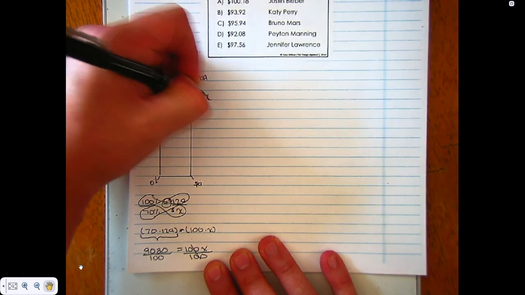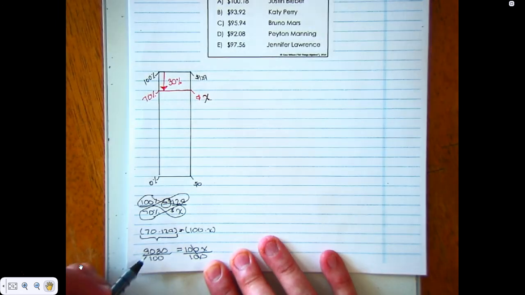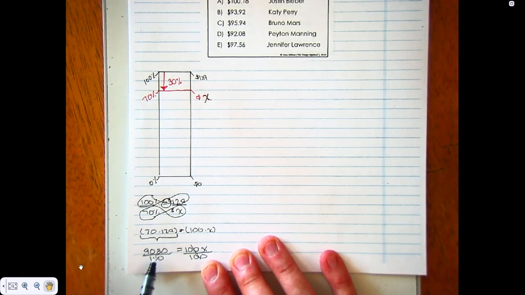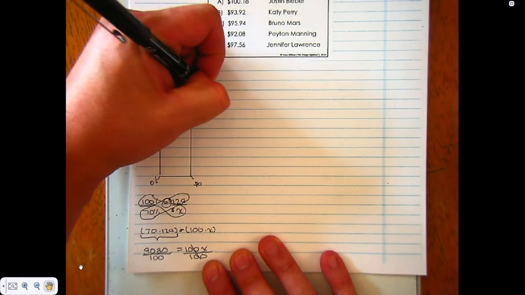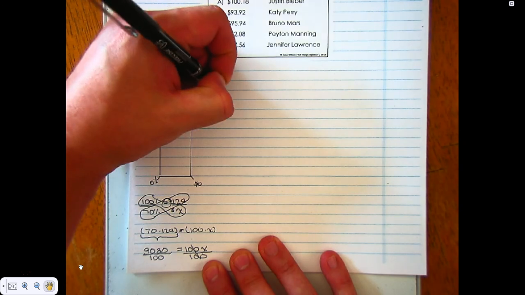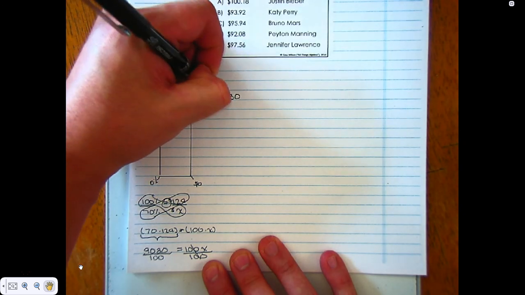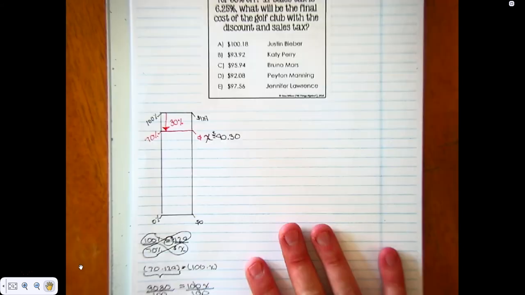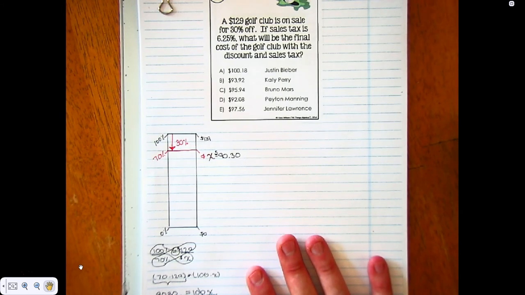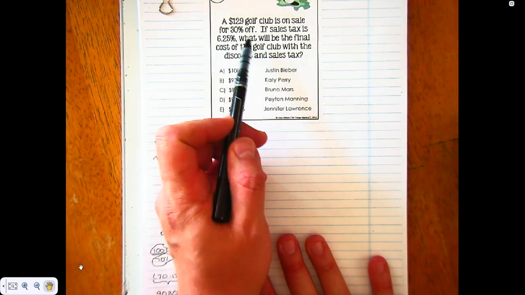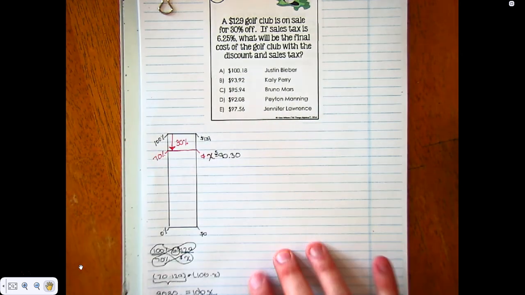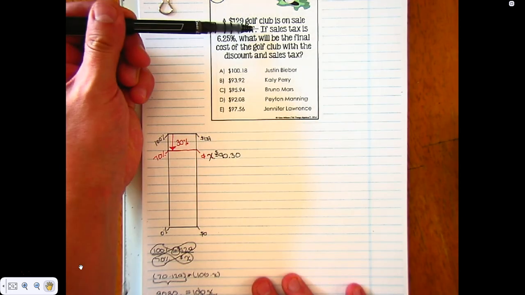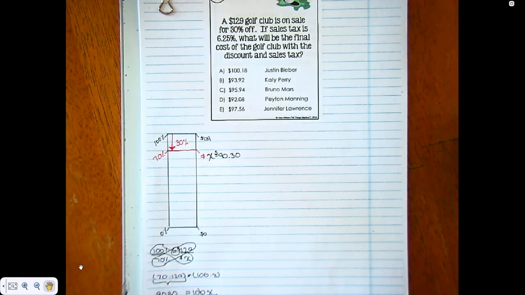Here's my x. And 9,030 divided by 100, I move the decimal from the end twice to the left. And that means that my new price is $90.30. So that's my price just with the first 30% discount that was taken. And I see that none of those answers correspond because I am not done yet. On top of that, now I have to add the sales tax, which is going to make my price increase.